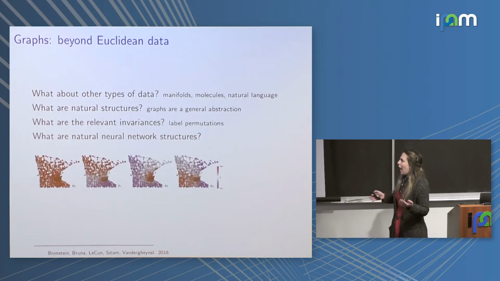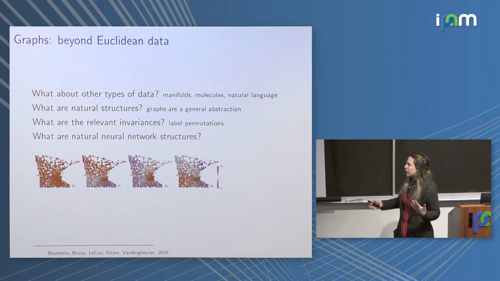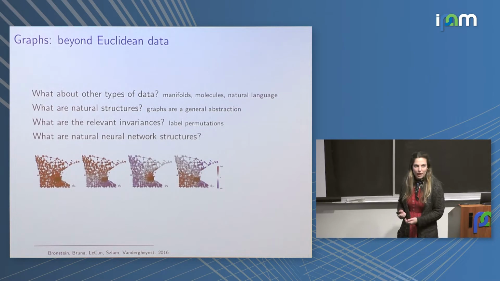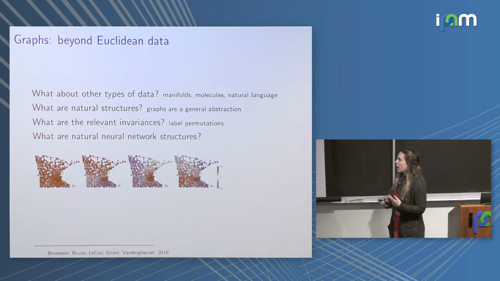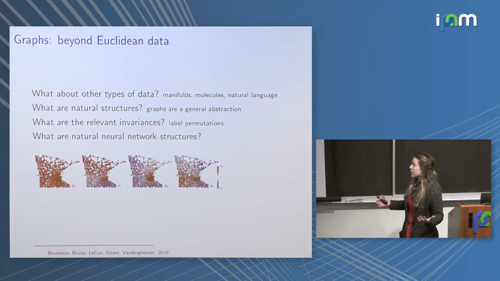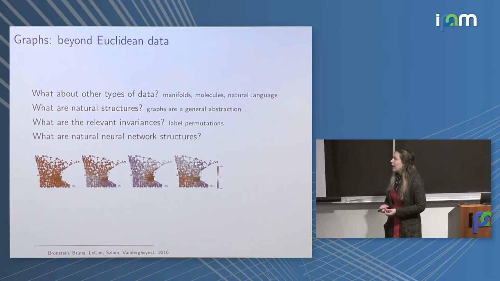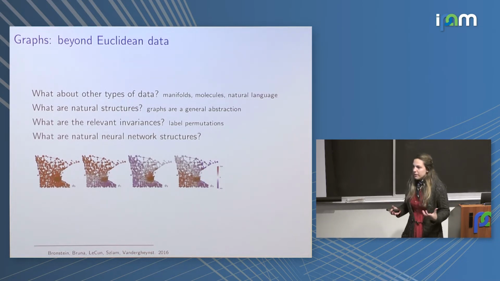But what about other types of data? What about molecules or natural language, manifolds, etc.? What are the natural structures? It seems that graphs are a nice structure because they are very general, and you can express data as graphs in general. And what are the relevant invariances in this case?